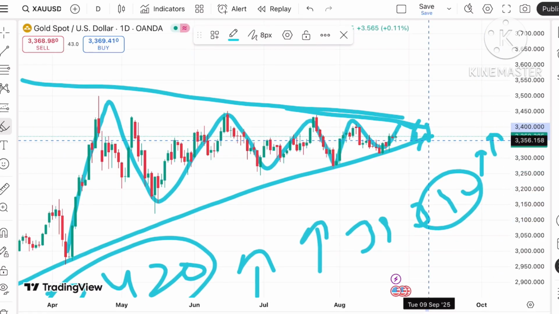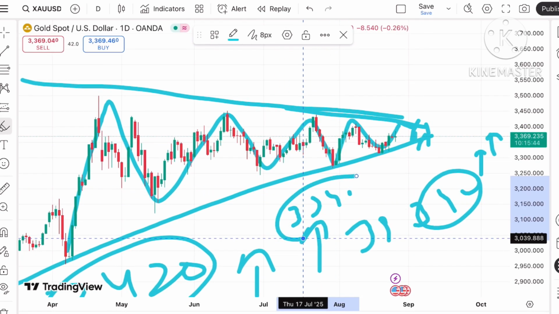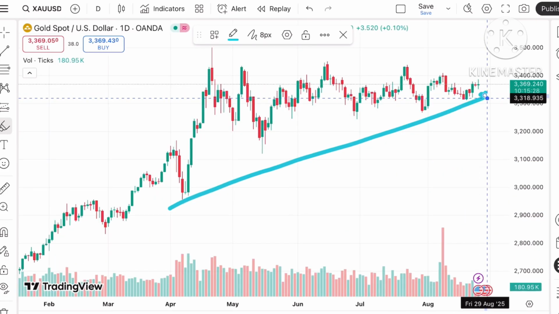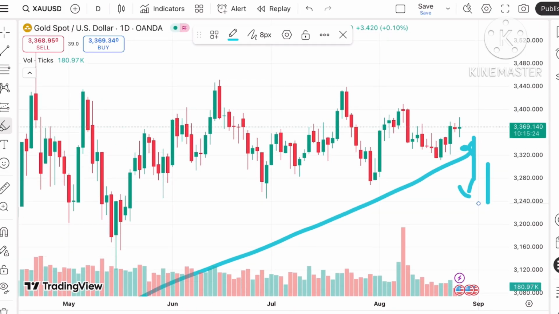But if the price falls below today's low and goes towards a level of 3340, there is a chance that it can touch this particular trend line and a further downfall can be seen.